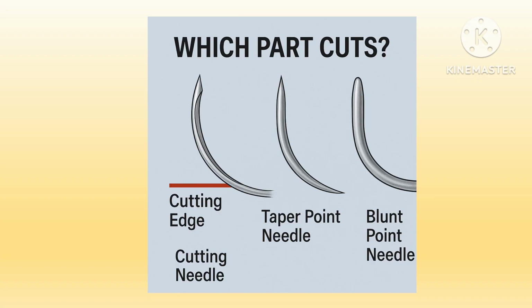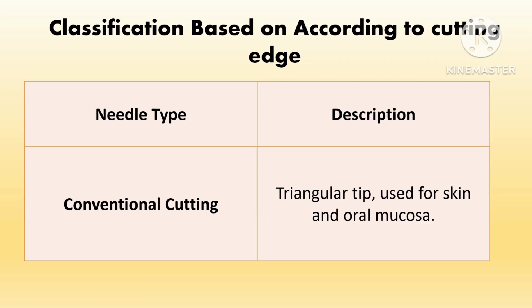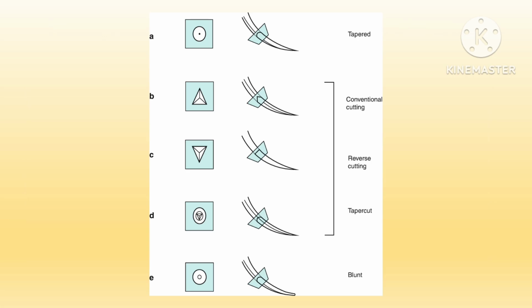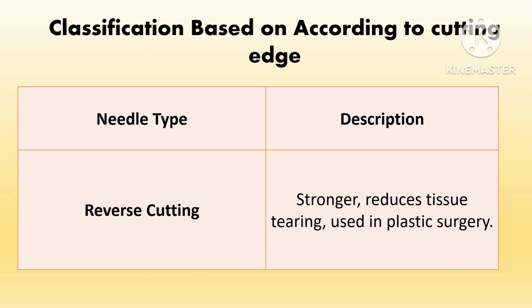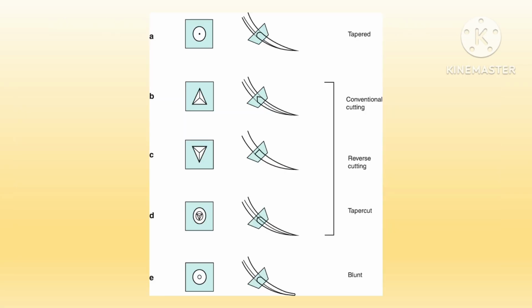Surgical needles come with various point types, each suited for specific tissues. Cutting needles have a sharp triangular tip that easily penetrates tough tissues like skin. Reverse cutting needles feature the cutting edge at the outer curve, offer great strength, and minimize the risk of tissue tearing. This type is most commonly used for dental purposes.